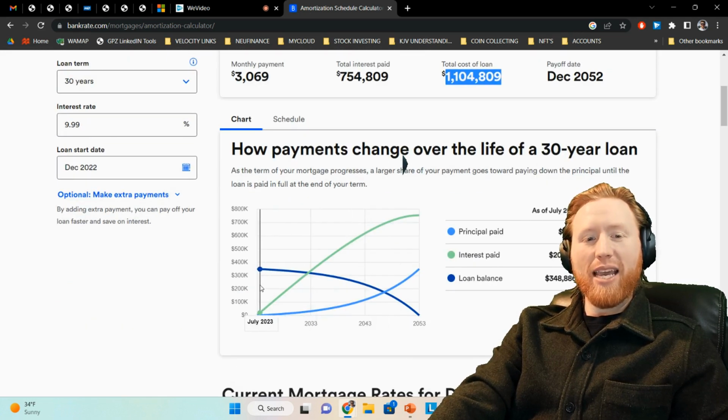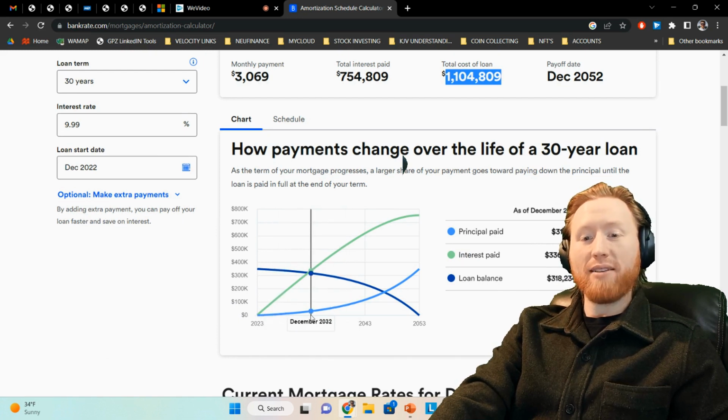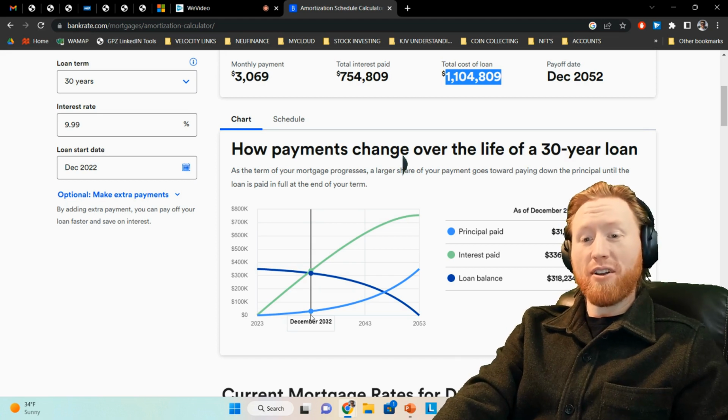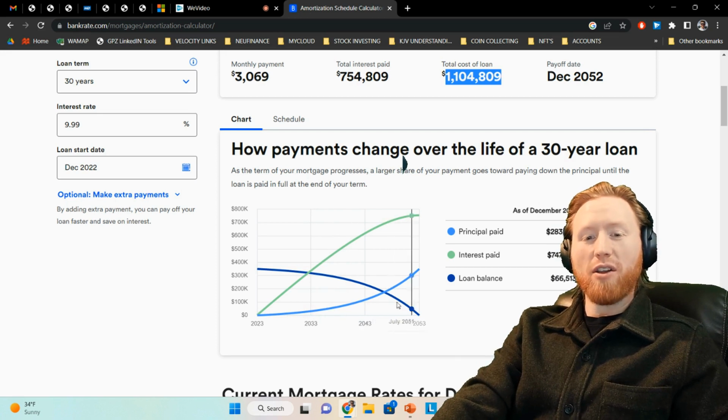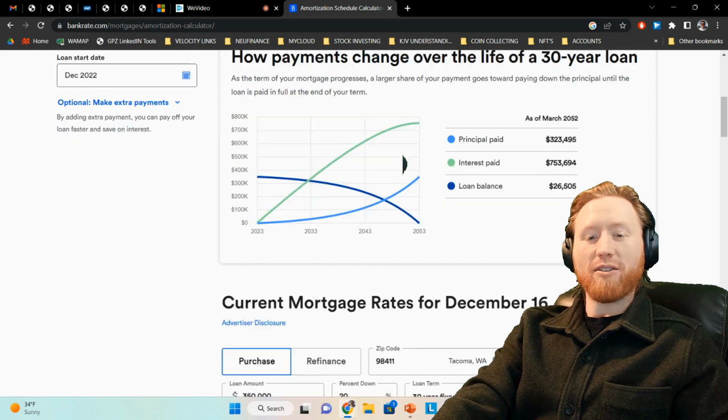And it's really neat. You can even walk the borrower through, hey, in 2033, this is where you're going to be at on your loan balance. Your interest paid is going to be $336,000, principal paid 31. So you can really show them the cost benefit to using a fully amortized loan.